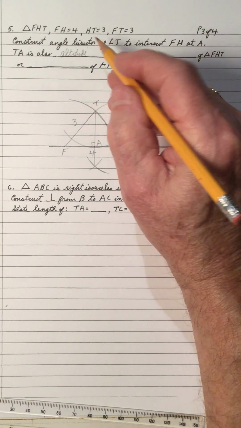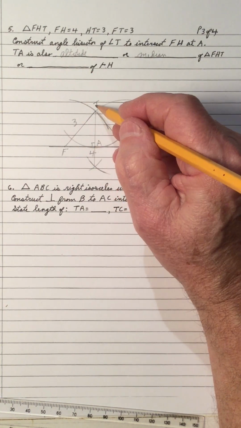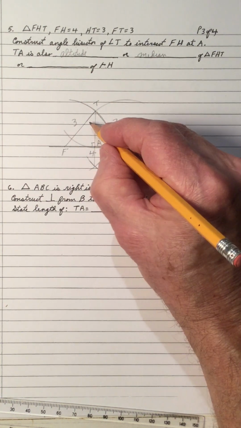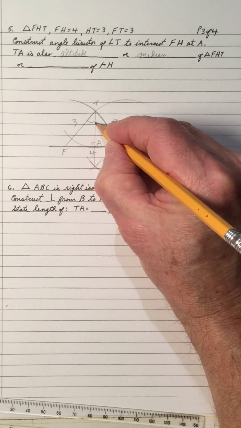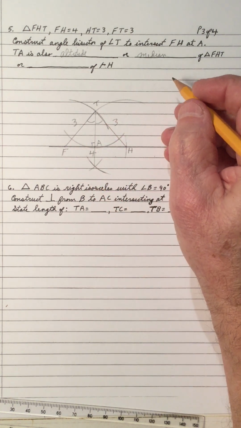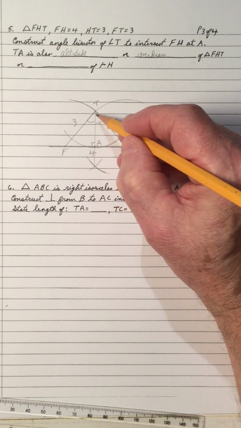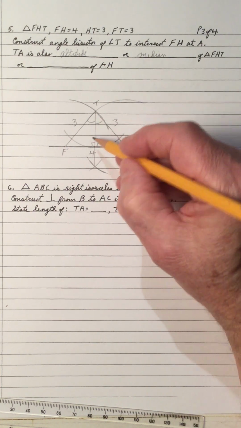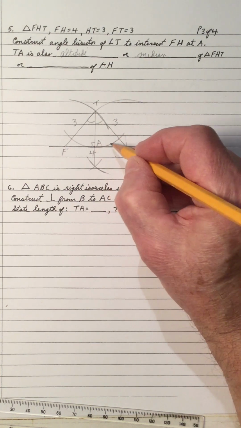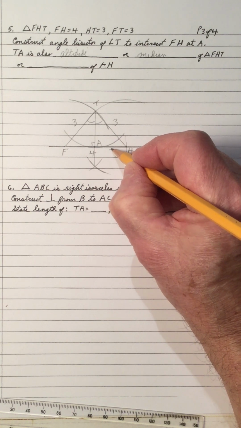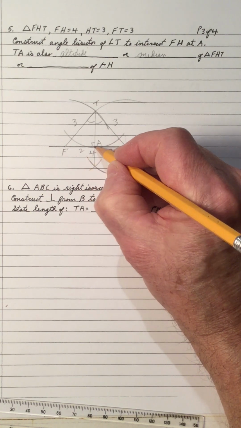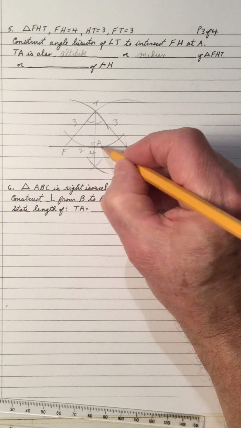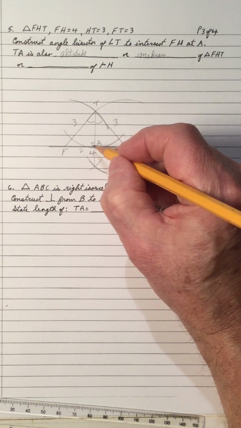So it's an angle bisector. TA is an angle bisector because it bisects the angle. So this angle right here is equal to this angle. And this is an altitude because it's perpendicular. And this is a median because if you measure these, that's 2. And that's 2. So A is the midpoint. So that means this is a median. So A is a midpoint, so this is a median.